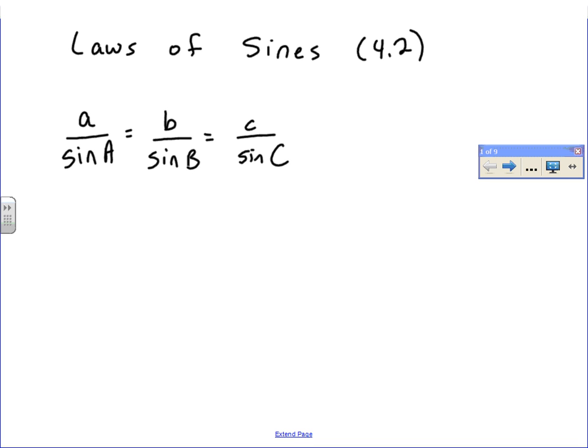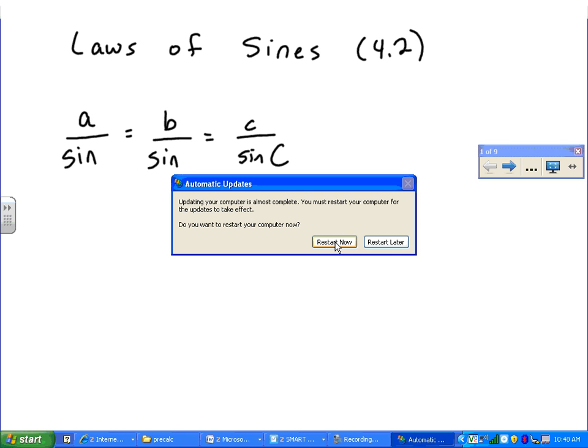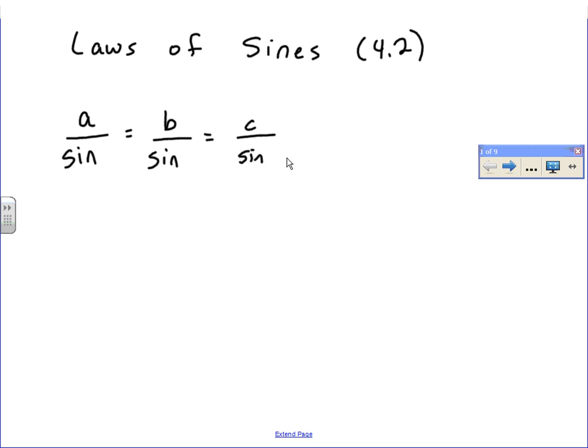Now, the way our textbook does it is a little bit different. They don't use capital letters for the angles. Instead, in our dual enrollment textbook, they use the Greek letters. So they use alpha, and then beta, and then for C, they use gamma, which looks like a Y with a curve or something. That's the best I can do to draw the gamma.